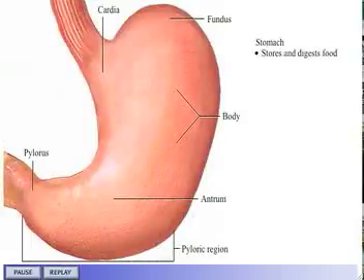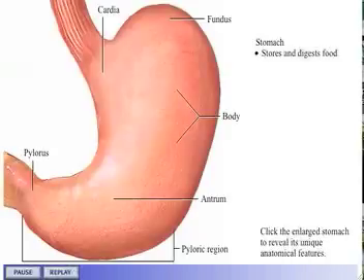The stomach expands to store ingested food. Its movements pulverize lumps and mix stomach secretions with the food. Acidic gastric juice digests cells, tissues, and some macromolecules. Partially digested food is called chyme. Click the enlarged stomach to observe its unique anatomical features.